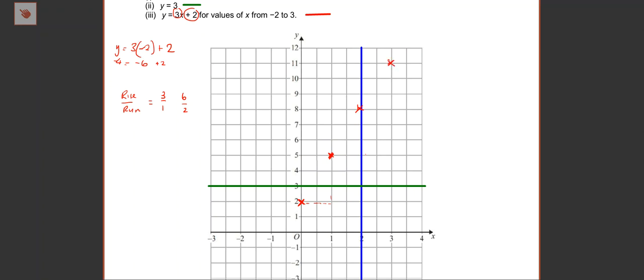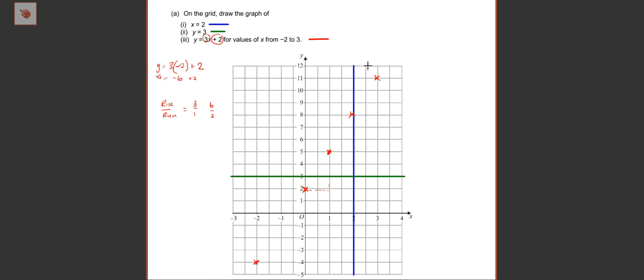Alright? So that would be your line, and by doing that, remember it says minus 2 to 3, so technically I should stop, but I don't think you're penalised. That first point we plotted is there. So that would be that line. However you choose to do it, that's how we do it.